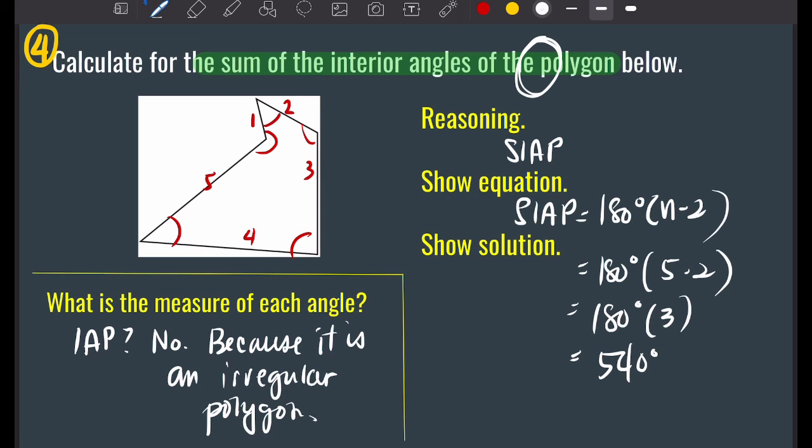This is what I'm saying. If you know the basic formulas and you know where you can use them, you can definitely solve the basic polygon problems. So hopefully this helps you.